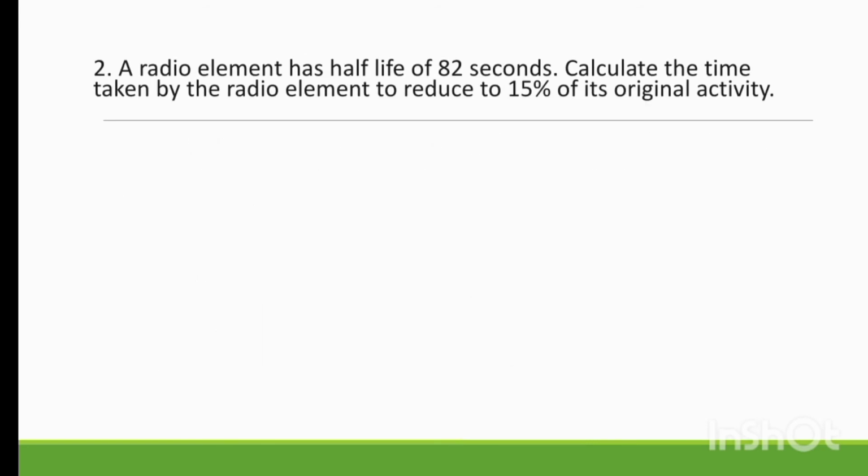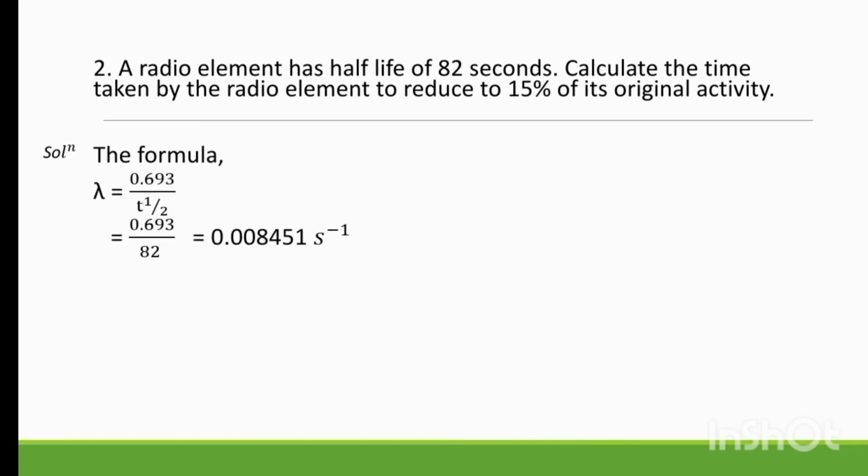Problem 2. A radio element has half-life of 82 seconds. Calculate the time taken by the radio element to reduce to 15% of its original activity. For radio elements, instead of K, we write lambda. Substituting the value of t half in the equation, we get the value of lambda as 0.008451 second inverse.